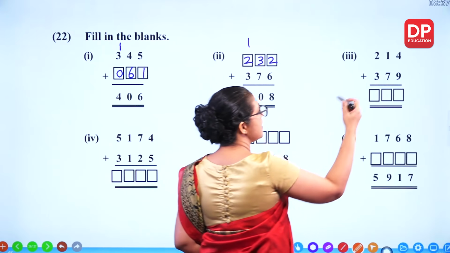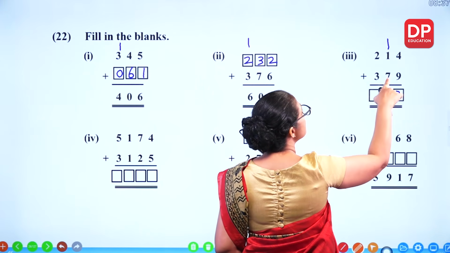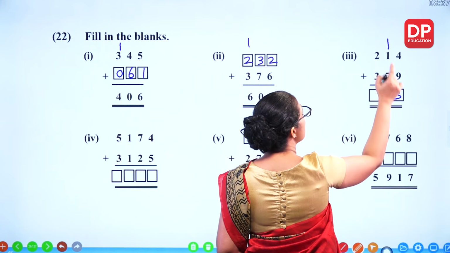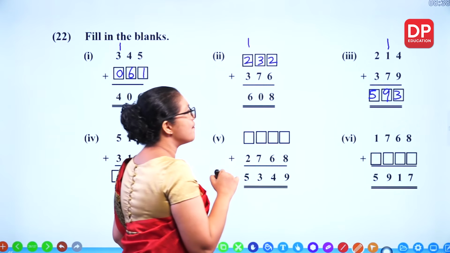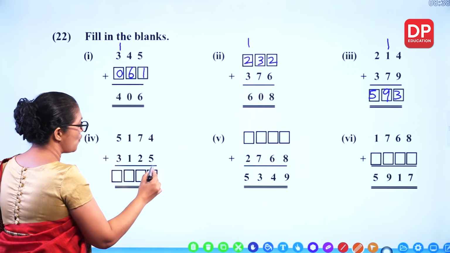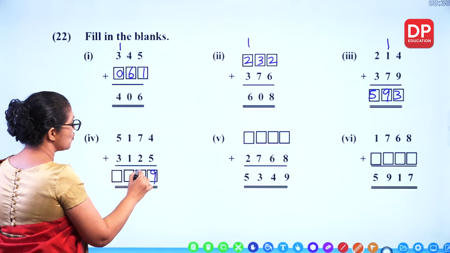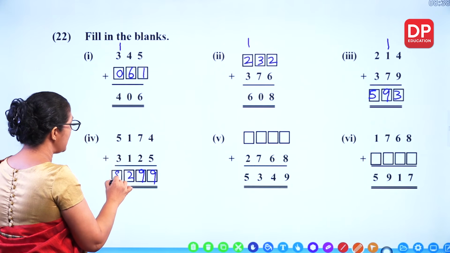This one you just add it. 9 plus 4, 13. We take 1 there. 7 plus 1, 8 plus 1, 9. 3 plus 2, 5. Here also just addition. 5 plus 4, 9. 7 plus 2, 9. 1 plus 1, 2. 5 plus 3, 8.